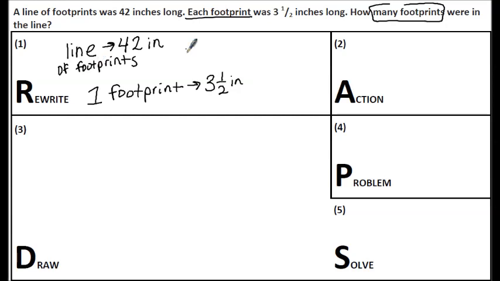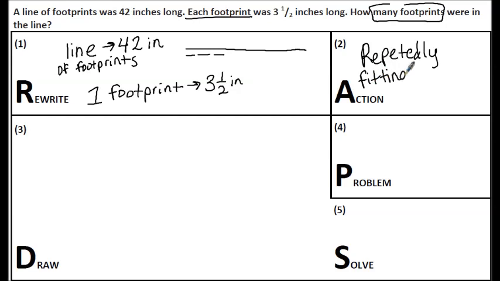So it's saying how many of those footprints can fit on that line. So if we have a line and we have a footprint and we have another footprint, and another, we are trying to see how many times it fits in. So we see that it fits in once. We see that it fits in twice. We are repeatedly seeing how many more footprints we can fit in. So the action that we're doing here is that we're repeatedly fitting in these footprints, and that action is matched with division.